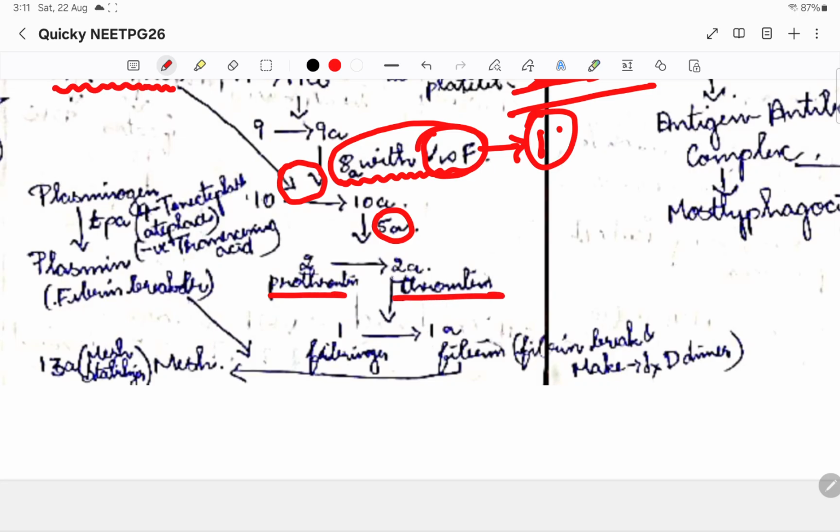Now this 2A will convert 1 to 1A. 1 is nothing but fibrinogen, whereas 1A is fibrin. Where did we see fibrinogen? We also saw it in primary hemostasis, right? Where one platelet was expressing its GP2B, for another platelet to come and join, it required fibrinogen. So in primary hemostasis we saw fibrinogen, and here in the coagulation pathway we are also seeing fibrinogen. Thrombin is what converts fibrinogen to fibrin. So this is the entire coagulation pathway.